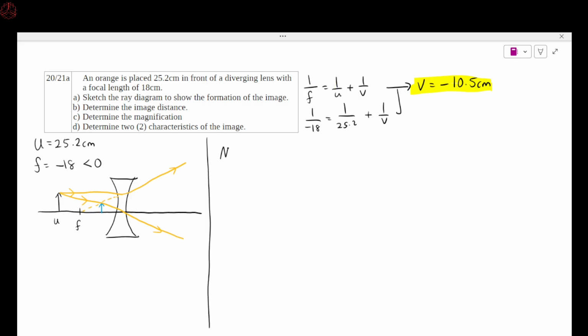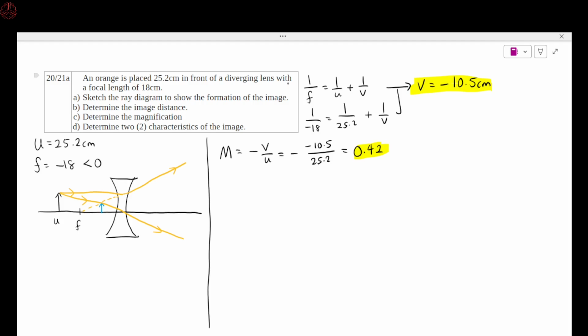Then now I want to look for magnification, and this is equal to negative v over u, which is negative of negative 10.5 over 25.2, and this is going to give me a positive number. I can see it, right? Because negative and negative makes positive. I will have 0.42. Okay, so that is my answer for the second part, which is the magnification.